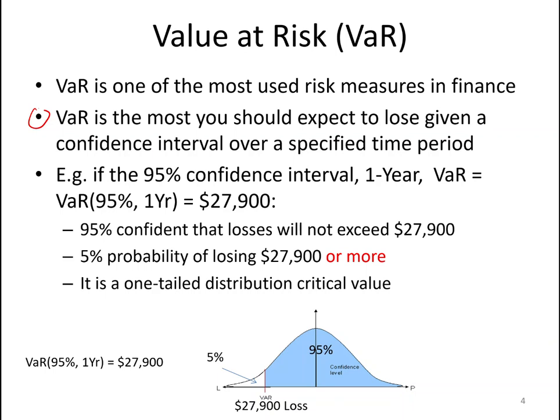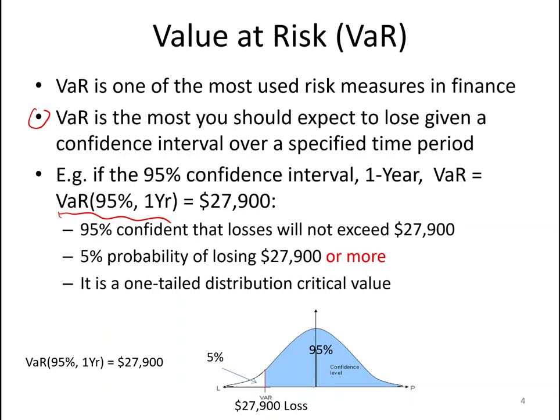So it's easier if I just give you a sample of a VaR, and we can talk about what it means. What if someone told you that your portfolio's 95% confidence interval 1-year VaR is $27,900? What that means is you're 95% confident that losses will not exceed that VaR amount, $27,900. But it also means there's a 5% chance or probability of losing $27,900 or more.